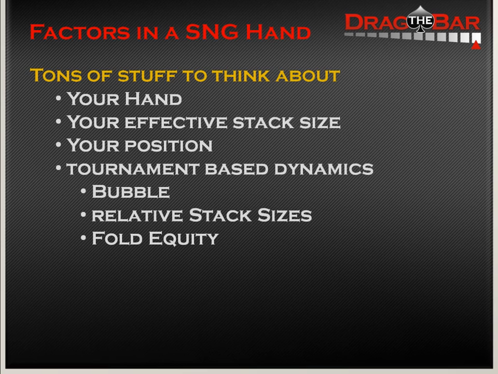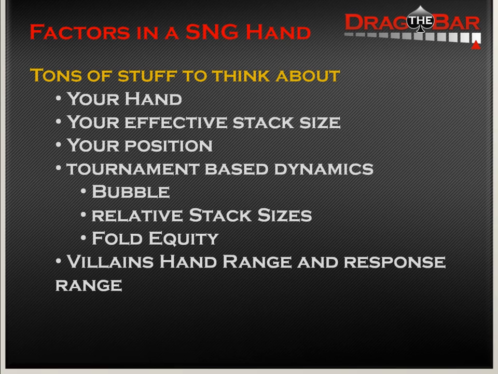Things like, are we near the bubble? What are the relative stack sizes? Is there a micro stack or a huge stack? Is there any fold equity in our play? So, for example, if we have a short stack and we're shoving into a big stack, we may worry that our fold equity is really small. Or if we've got a micro stack somewhere near us on the bubble, then we may want to be a lot more risk averse because they're about to bust out. So, when it comes down to it, there's a lot of things to think about in sit and goes, and that makes the situations we're going to face very, very complicated.